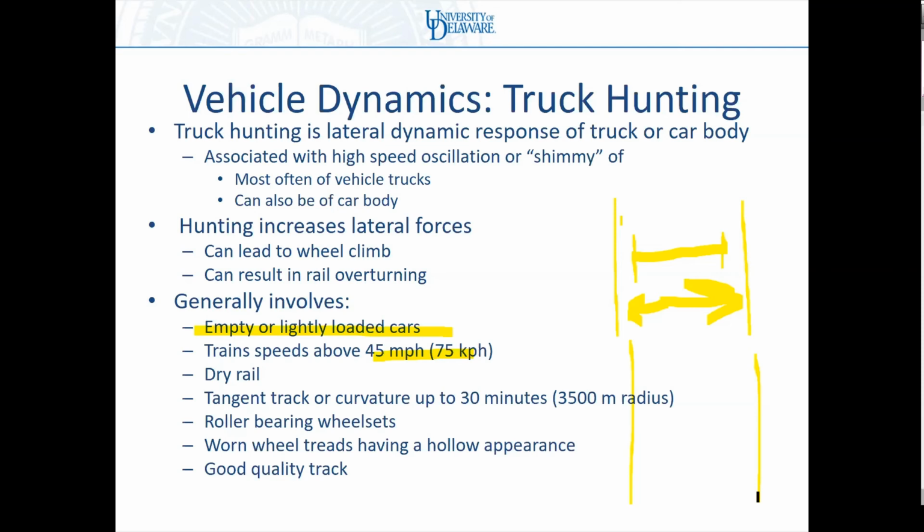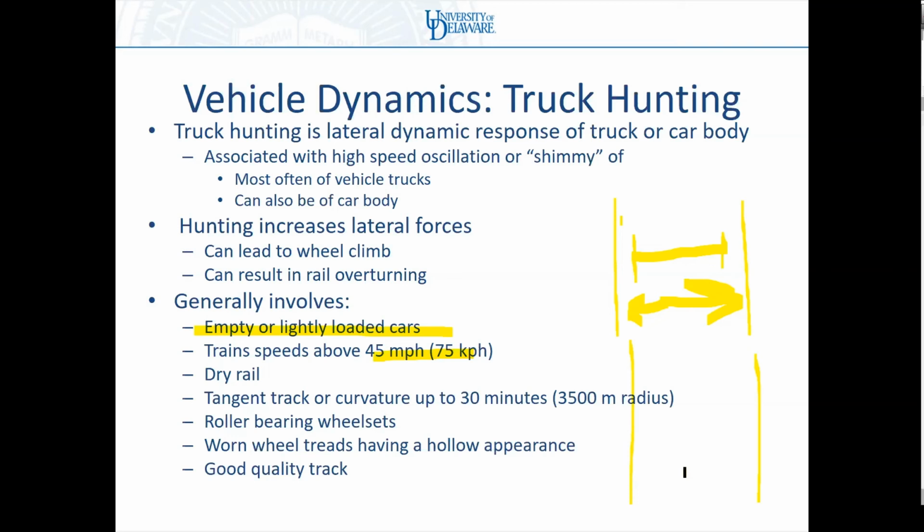And we see it in good quality track. If the track is very poor quality, it doesn't allow the resonance phenomenon of the truck hunting to occur. It disrupts the resonance. So this is really good quality mainline track. Sometimes you see it with worn wheels, but not worn wheels past the standard, just worn wheels that are already seeing some hollow in the tread of the wheels.